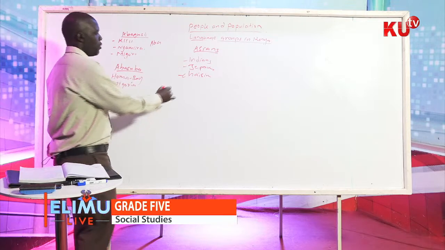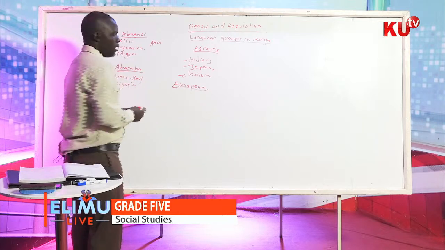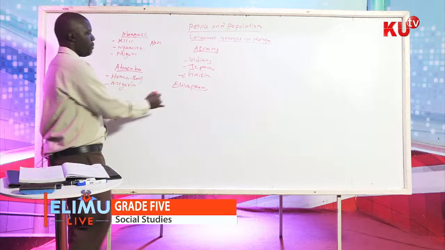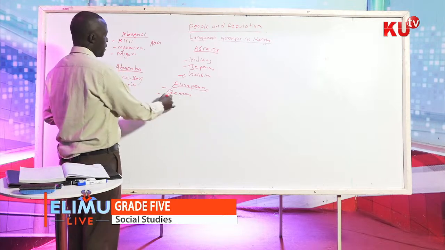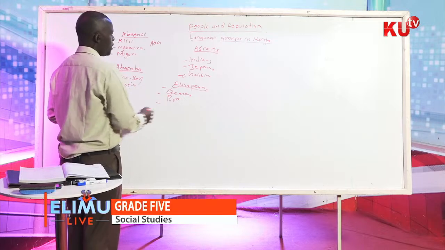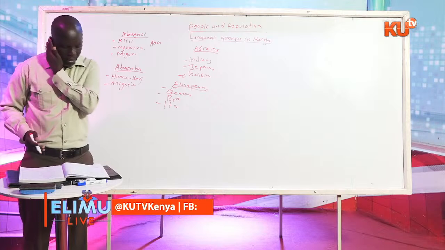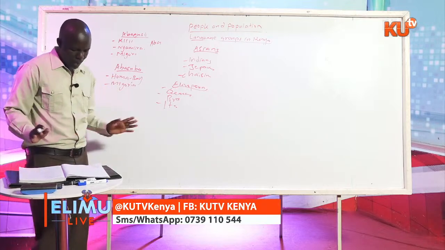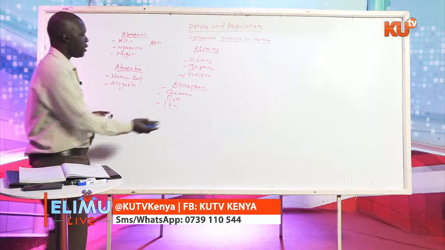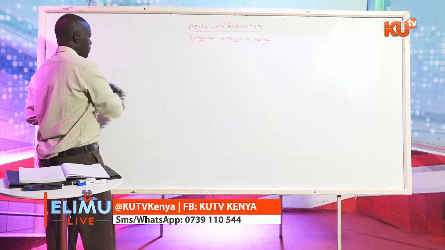Then the last group are the Europeans. So Europeans, now we have the German or Germany. We came from Germany, Britain, Italy, and also France and Spain. Now, why do we talk about the importance of these language groups in Kenya?